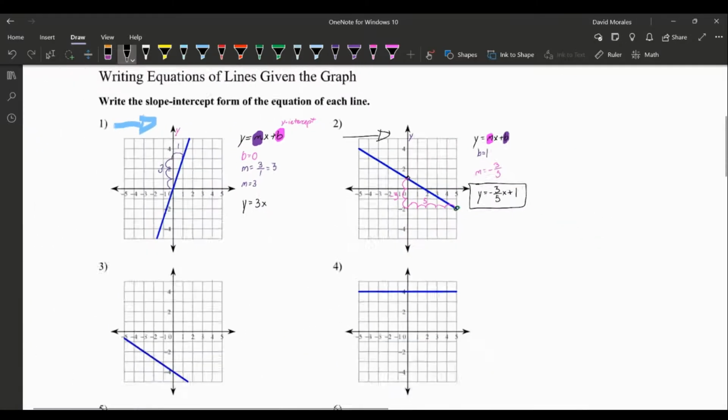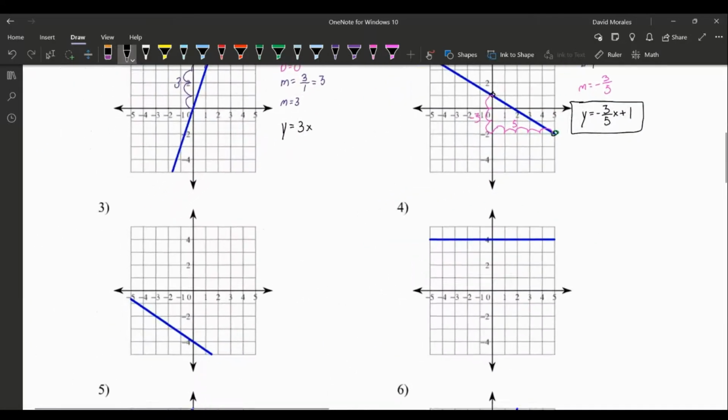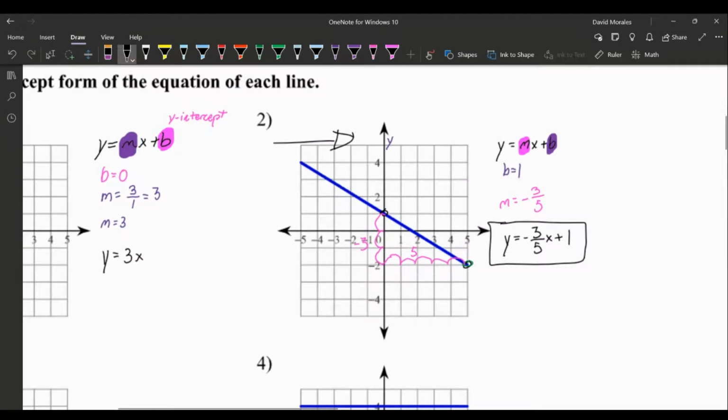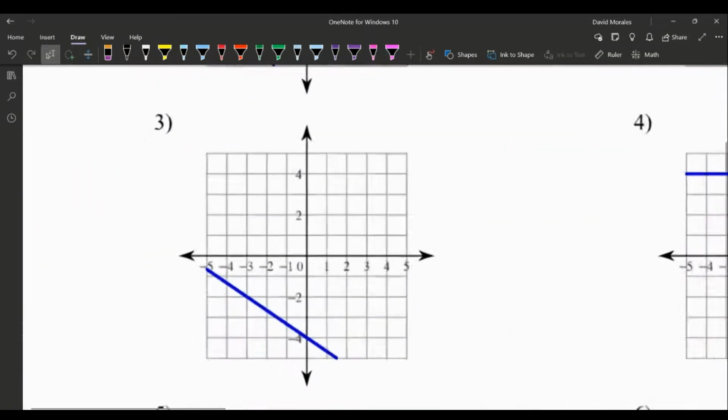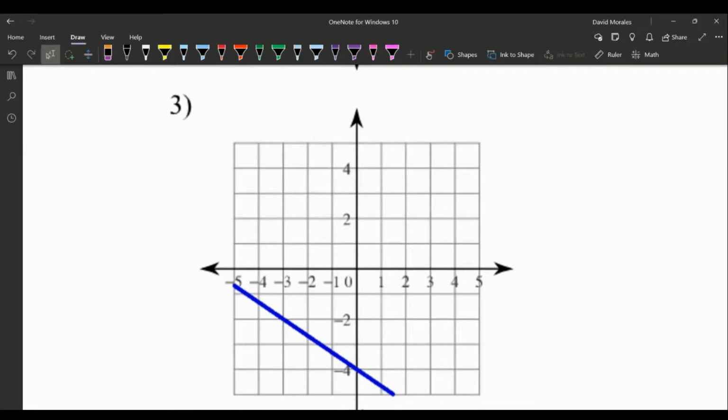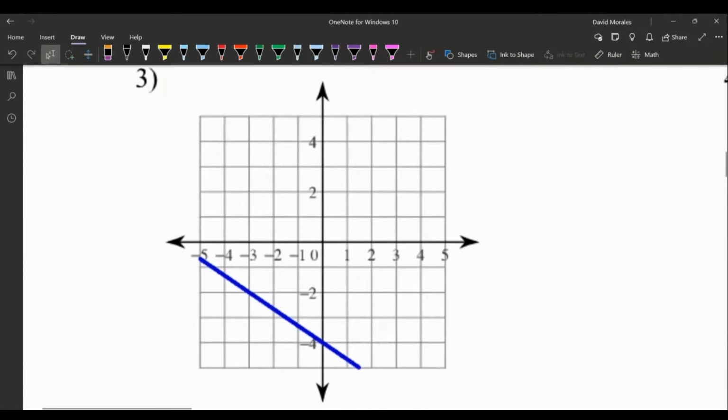Okay, so let's go ahead and move on to our next one here. Again, you write your formula.